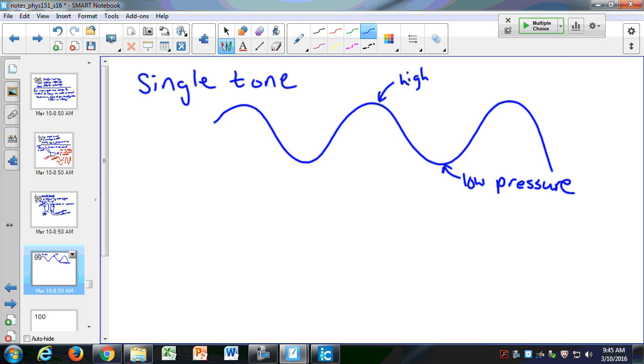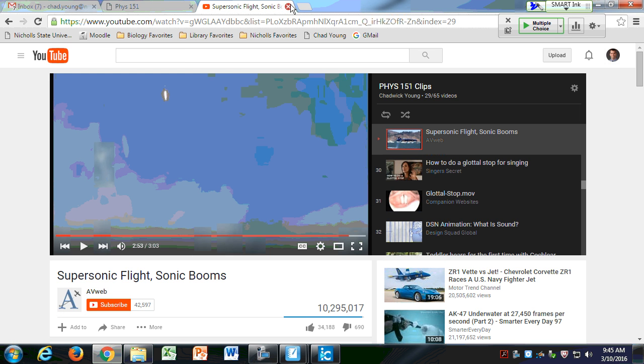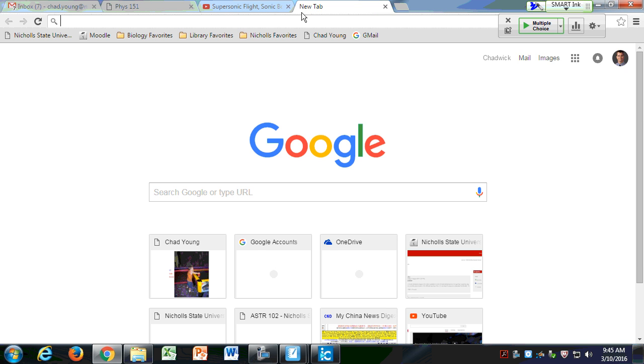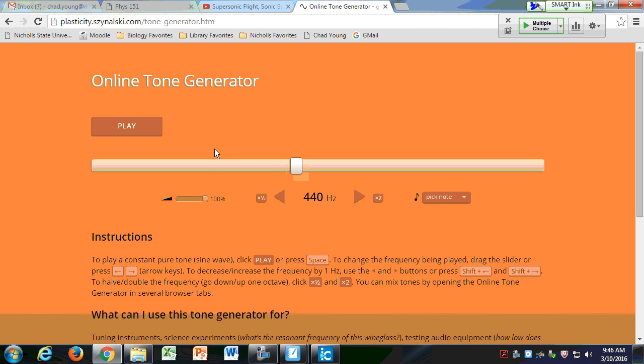However, there aren't many single tones. Let me play a single tone for you. If you go on the internet, just Google tone generator or frequency generator. I have one that I like. Let me find it. So this is a tone generator, and it just allows you to create a tone of a particular frequency. So let's turn this down just a little bit. I can change the frequency. I can have a lower frequency, higher frequency, lower frequency, higher frequency.